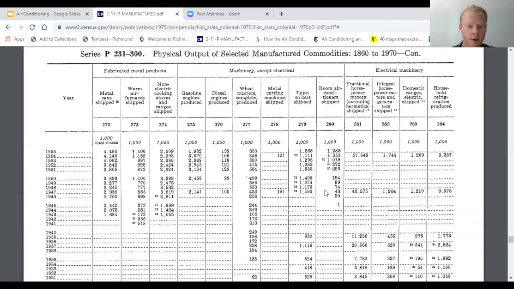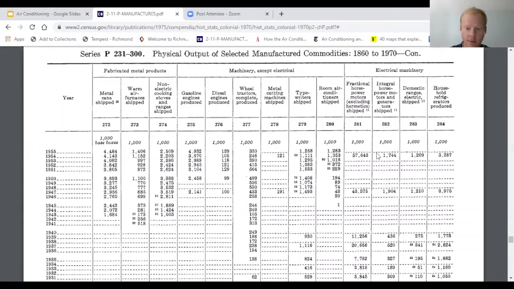Okay, so if you wrote down the number 1, you're actually wrong, because this number right here, 1,000, is the scale. So in 1945, there were actually 1,000 room air conditioners shipped. So each of these numbers in the column, you need to multiply that number by 1,000. So let's look. From 1945 to 1946, notice that number keeps growing. And there's a really significant jump I see from 1952 to 1953. We go from 372,000 air conditioners shipped to 1,018,000 air conditioners shipped.